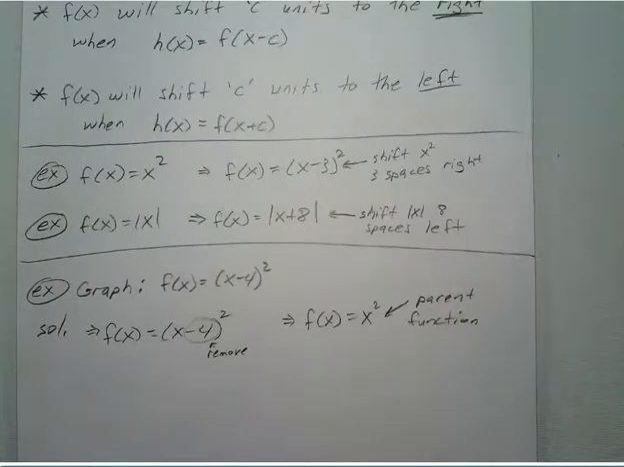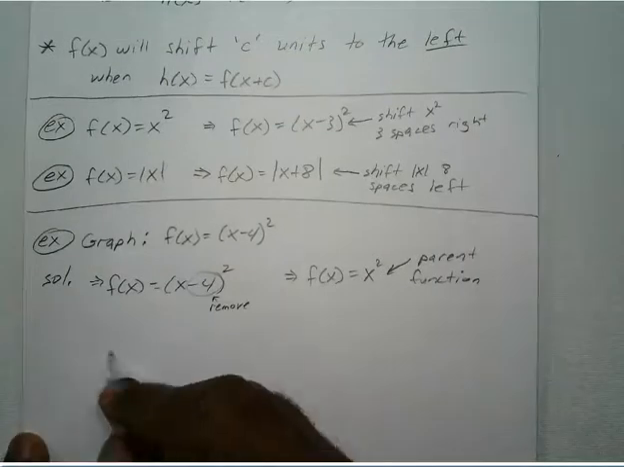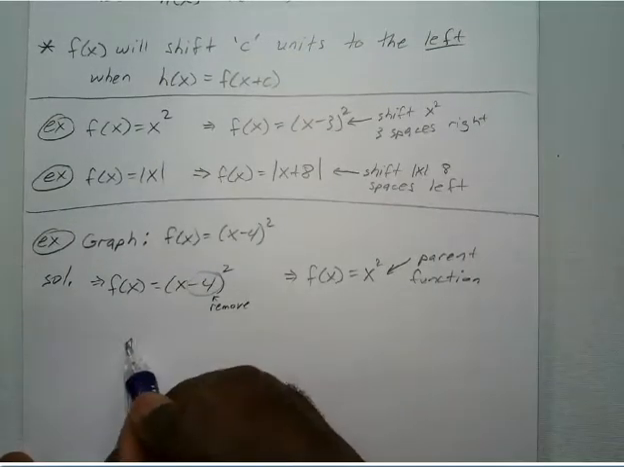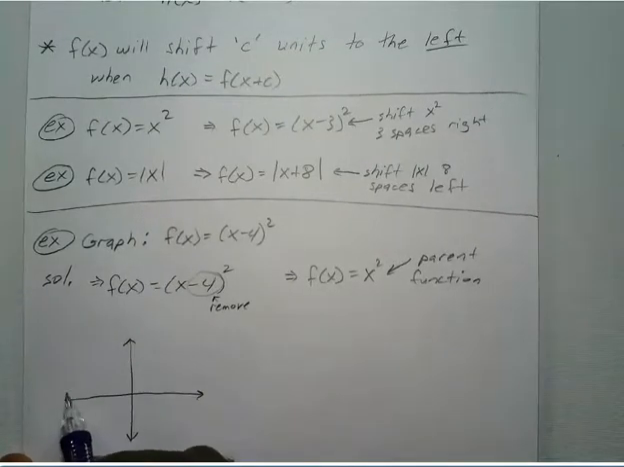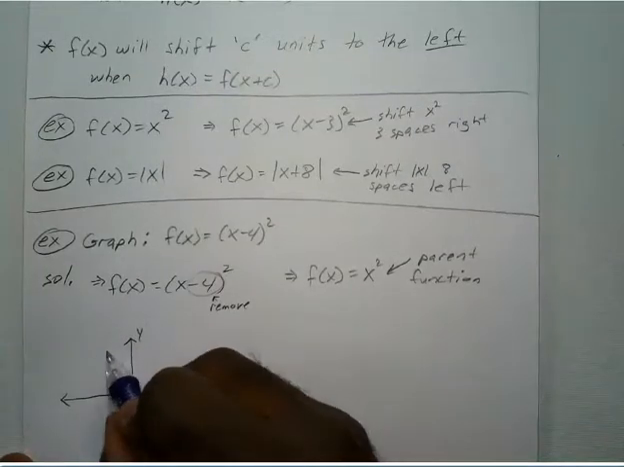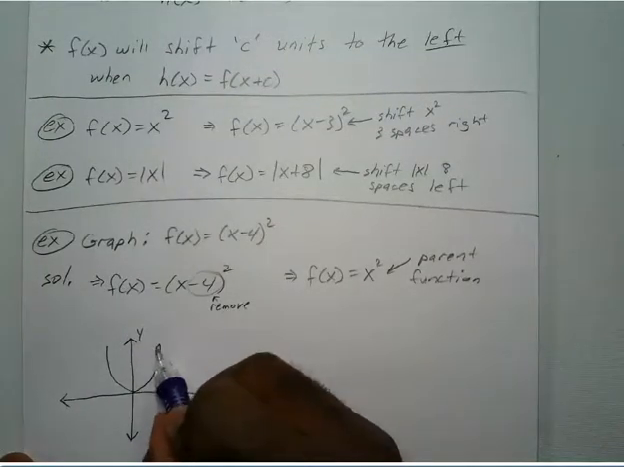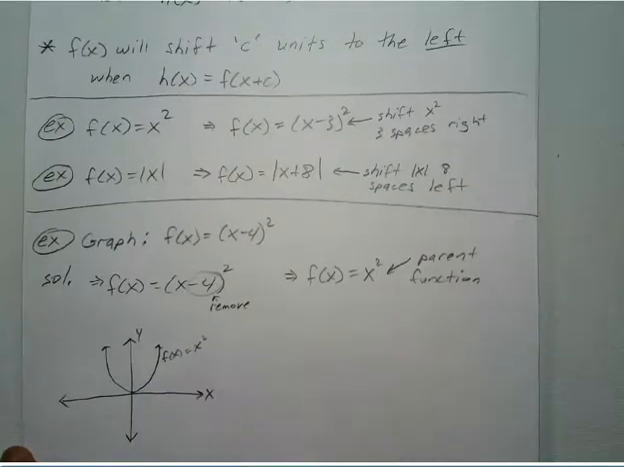A lot of times, get a process. Stick to that process, you'll see it'll work out a little bit. Once we find our parent function, go ahead and graph our parent function. So we get our xy axis. We have our x, and we have our y, and f of x equals x squared. Kind of looks like that. So we drew our parent function.